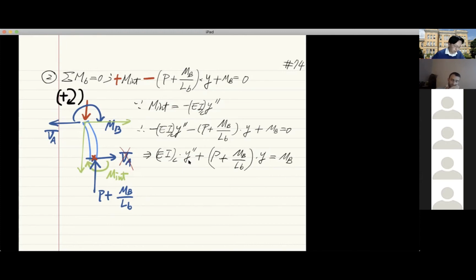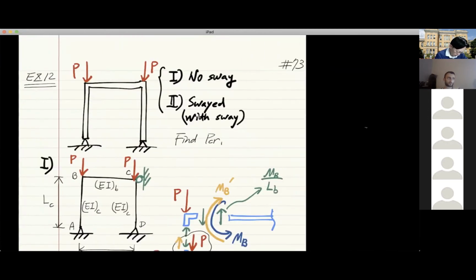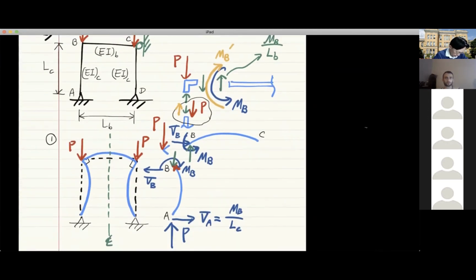Professor, why is it LB? What's that? In the textbook, I saw it to be MB over LC. It's MB over LC. Yeah, I'm kind of confused.